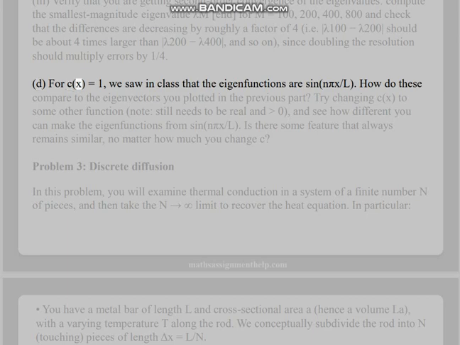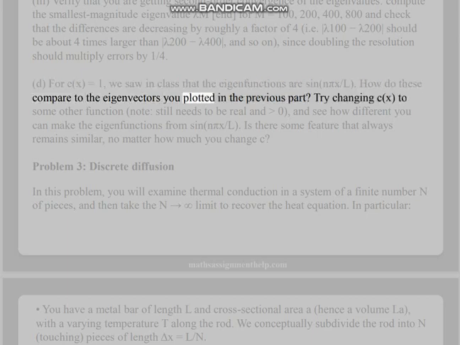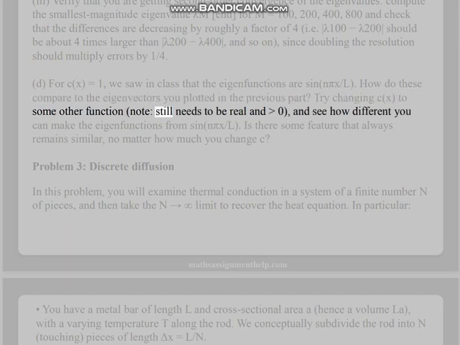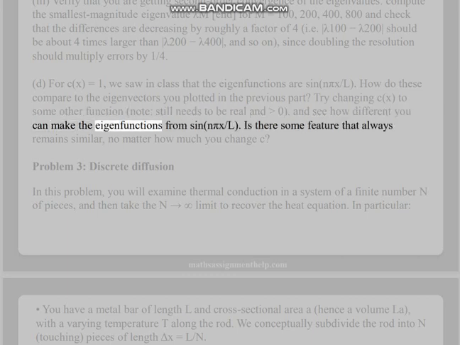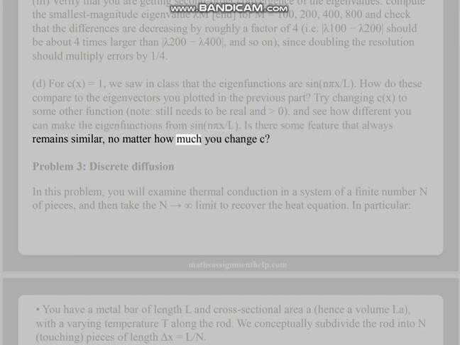For c(x) equals 1, we saw in class that the eigenfunctions are sin(n pi x / L). How do these compare to the eigenvectors you plotted in the previous part? Try changing c(x) to some other function, noting it still needs to be real and greater than 0, and see how different you can make the eigenfunctions from sin(n pi x / L). Is there some feature that always remains similar, no matter how much you change c?